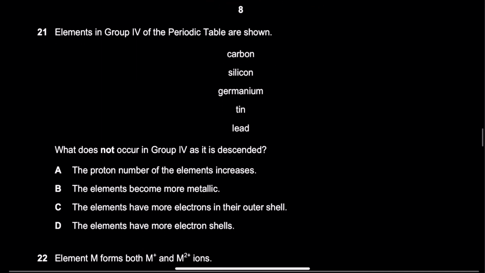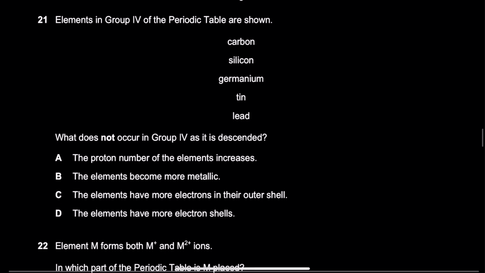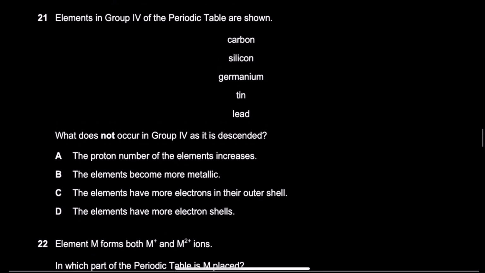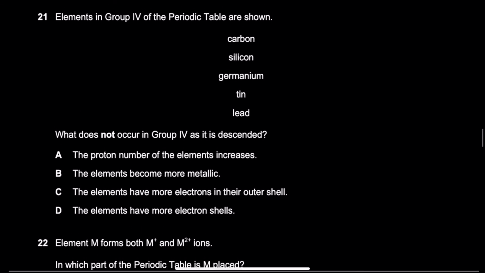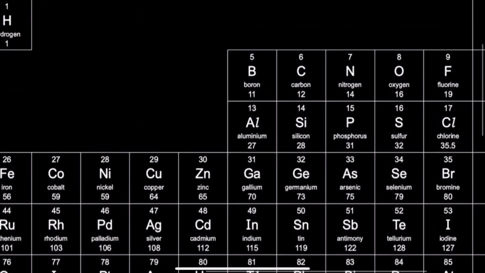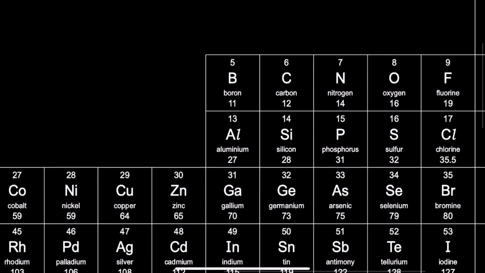Okay. Elements in group 4 of the periodic table are shown: carbon, silicon, germanium, tin, lead. What does not occur in group 4 as it descends? So carbon, silicon, germanium. So going down the group, what does not occur? The proton number of the elements increases. Obviously, this occurs. Like, check it out. Group 4 is right here. The proton number is increasing. Carbon had 6, silicon has 14, this has 32.